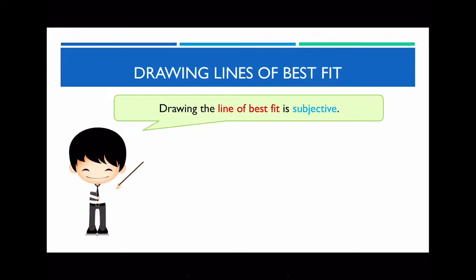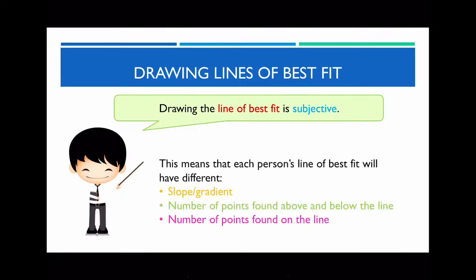So as I said earlier on, drawing the line of best fit is subjective. What that means is if I was to draw a line of best fit for one set of data and you were doing the exact same thing, our lines of best fit will be different, and we're going to have different equations for our line of best fit. So each person will have a different gradient. The number of points found above and below the line will be different as well, and the number of points the line of best fit will go through will also differ.